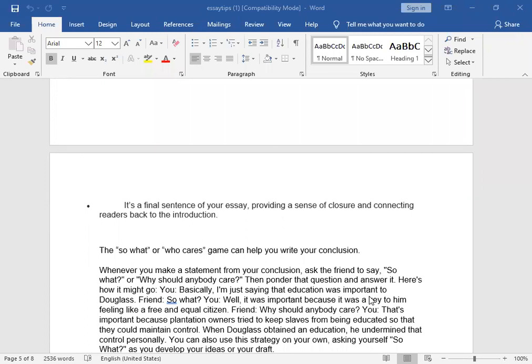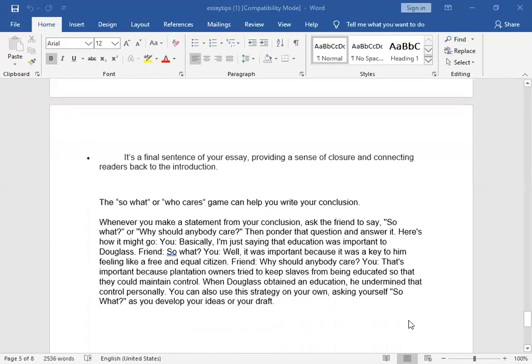Okay? I'm just saying that education was important to Douglass, friend. So what? Yes, it was important because it was a key to his feeling like a free and equal citizen. Why would anybody care? If you're writing, for example, about education, you need to explain why it is important for everyone else, every Tom, Dick, and Harry, every high and mighty, to go to school. It is important because life cannot remain the same, and an educated person is very important.